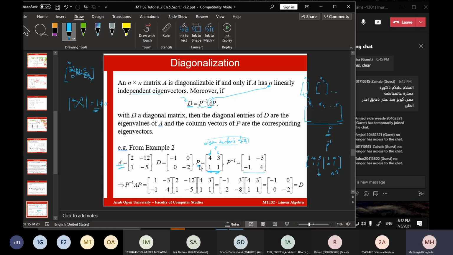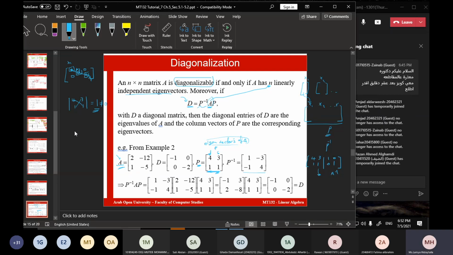Since they are linearly independent, that means matrix A is diagonalizable, because of the independent vectors. If A is diagonalizable, that means I can get a similar matrix that is going to be a diagonal matrix. That is, we have B equal to P inverse times A times P, correct? Since the eigenvectors here are linearly independent, immediately B is a diagonal matrix. That is, A is diagonalizable.